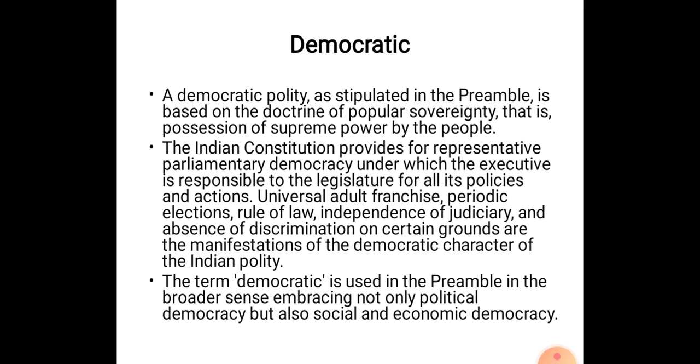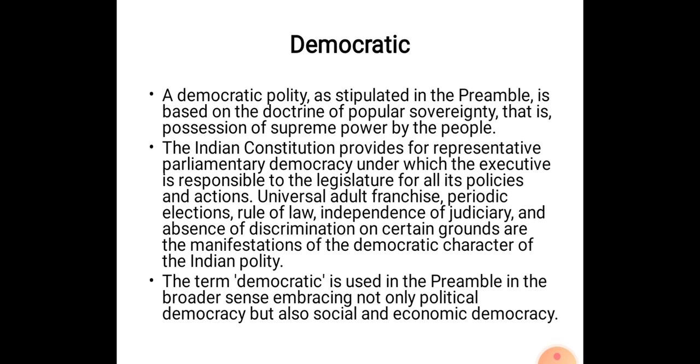Democratic polity, as stipulated in the preamble, is based on the doctrine of popular sovereignty, that is, possession of supreme power by the people. The Indian Constitution provides for a representative parliamentary democracy, under which the executive is responsible to the legislature for all its policies.